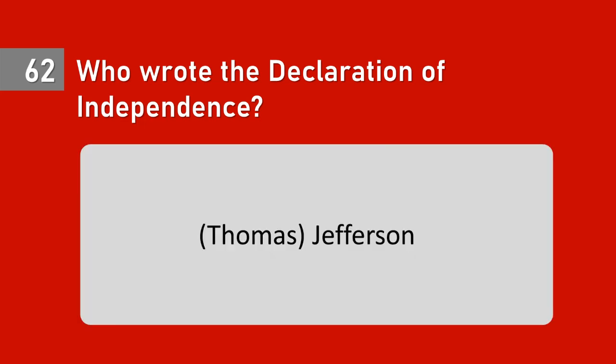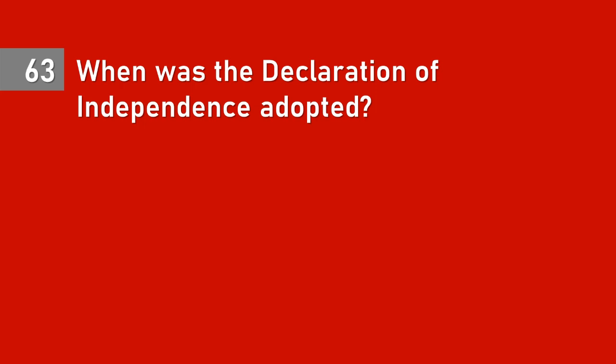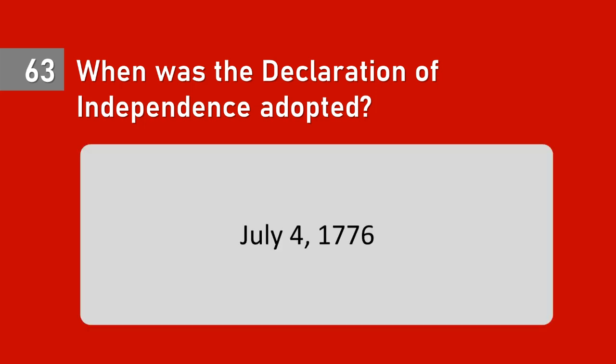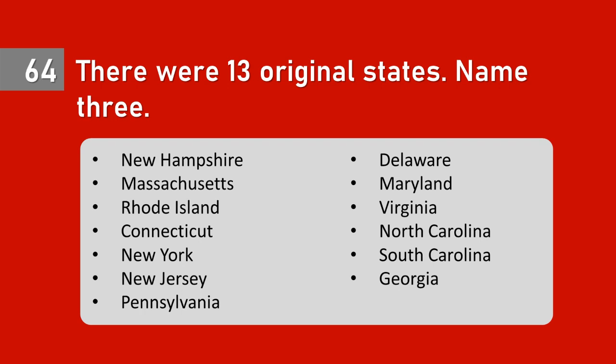Thomas Jefferson. Question 63. When was the Declaration of Independence adopted? The 4th of July 1776. Question 64. There were 13 original states. Name 3. New Hampshire, Massachusetts, Rhode Island, Connecticut, New York, New Jersey, Pennsylvania, Delaware, Maryland, Virginia, North Carolina, South Carolina, Georgia.